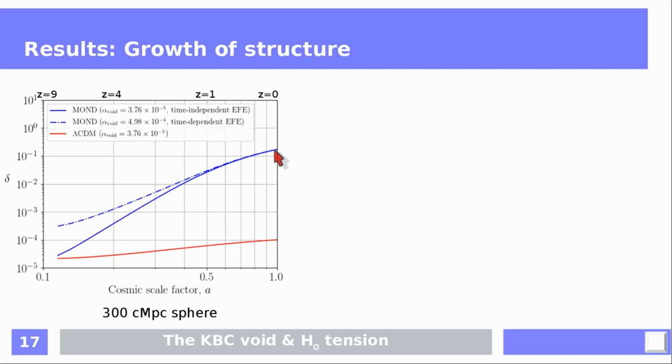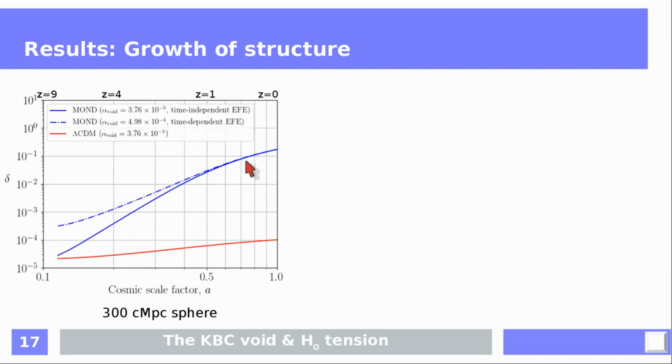And we also ran another MOND version in which we have a time-independent external field effect. In this particular model, which is this blue dashed line, we have a model where at present time we have the same external field effect as in our best fitting model, but we have a much higher external field effect in the past. And external field effect makes a system more Newtonian. This means that I need also a larger initial density fluctuation in the past in order to get KBC-like voids at present. And this is shown in this plot.